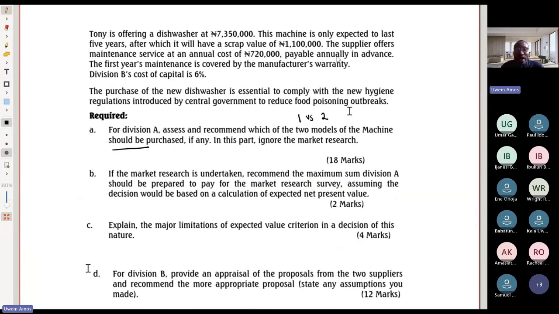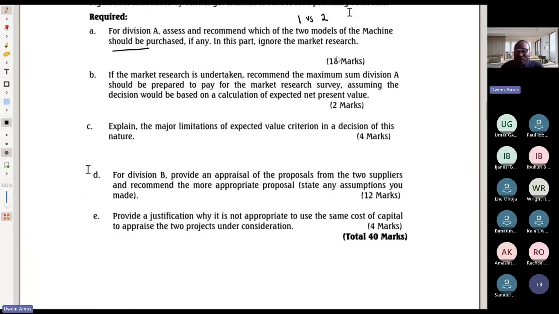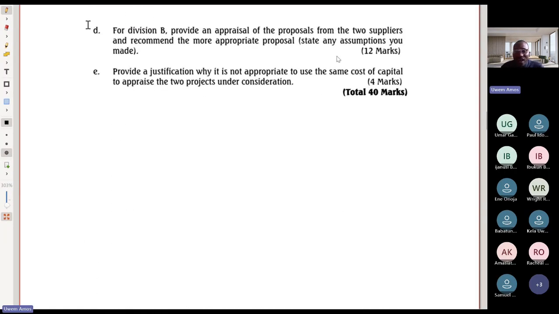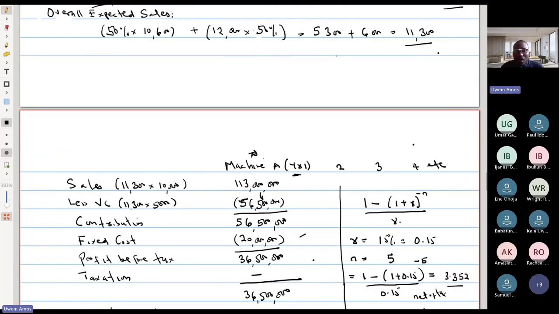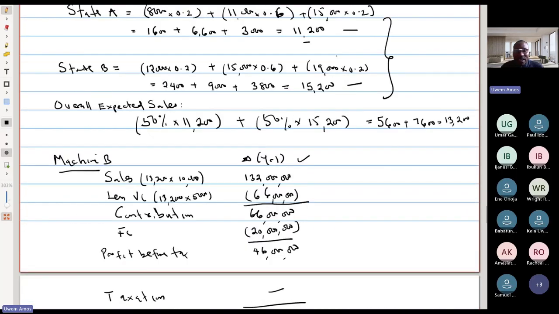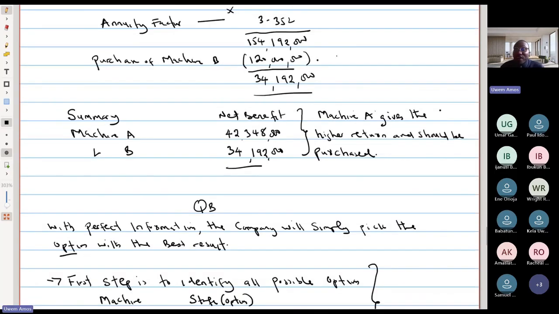purchased. And we agreed that based on available information, what was the answer again? Quickly, okay. It was about a recommendation. Based on available information, machine A should be purchased because it had the higher return. All we needed to do was to find out what the expected quantity would be for each of those machines based on state A and state B, and we looked at the higher one.